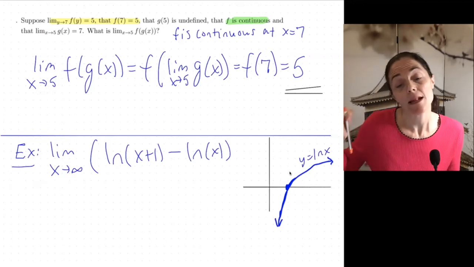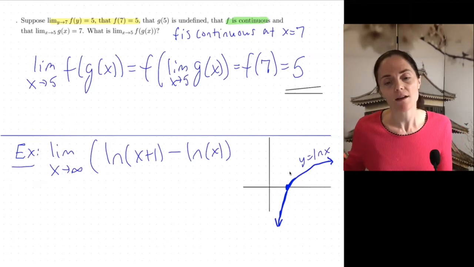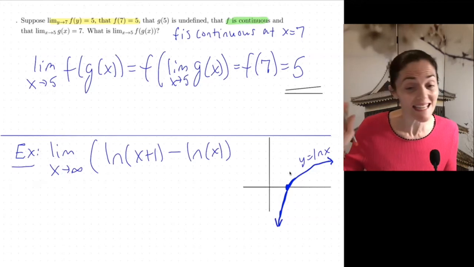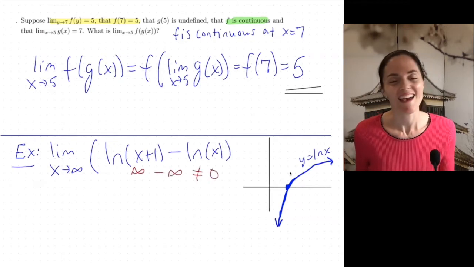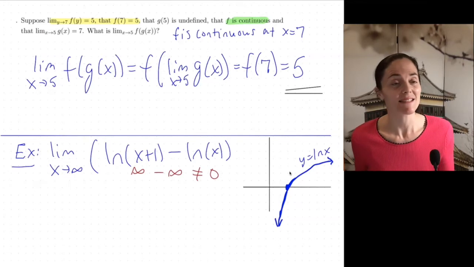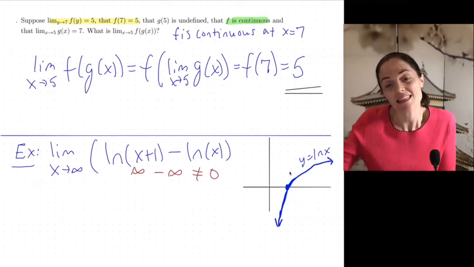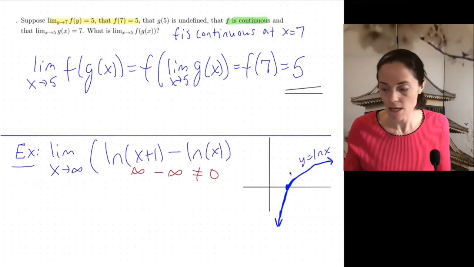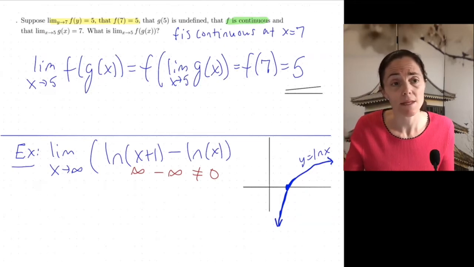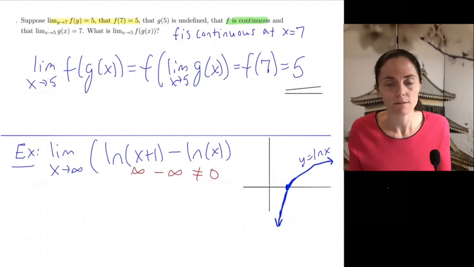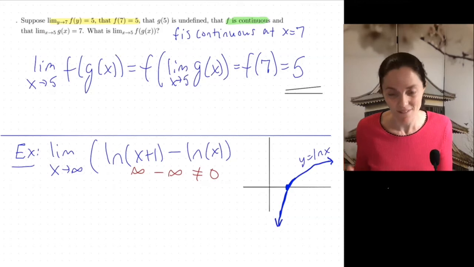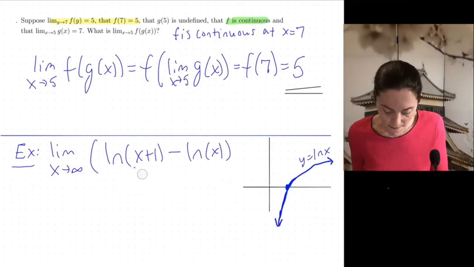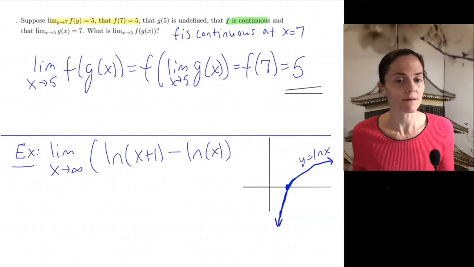We see the limit as x goes to infinity of natural log of x, or natural log of x plus 1, is infinity. But this is not equal to 0, okay? Infinity minus infinity is nothing. You can't say anything from that. Infinity minus infinity doesn't really make sense, right? Because you don't have any conclusion. Kind of like 0 over 0 or infinity over infinity. So we have to do something else, okay?